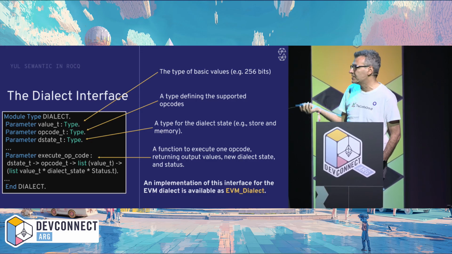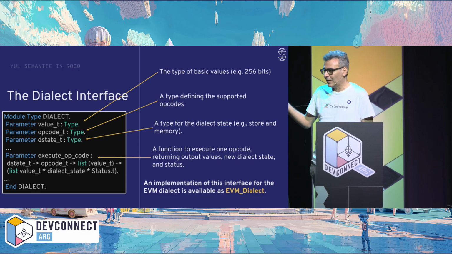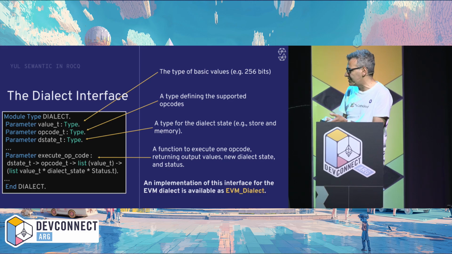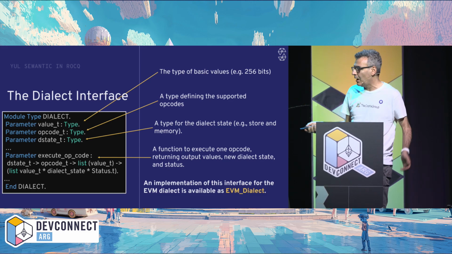in this dialect. So this function receives a state, an opcode, and a list of input values, and returns output values, a new state, and the status. The status can be, for example, still running, reverted, an error, and so on.